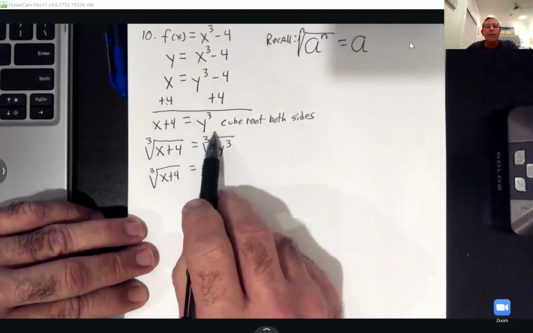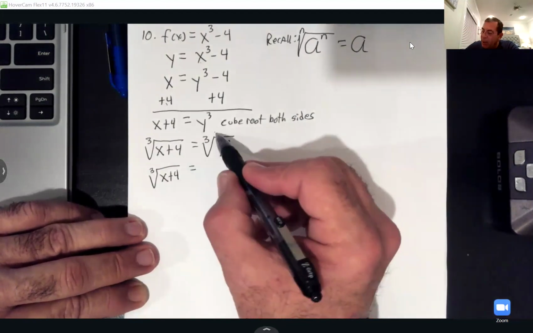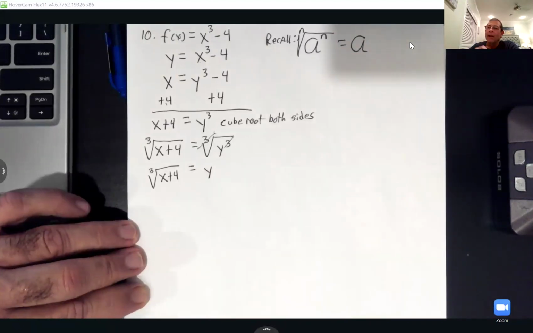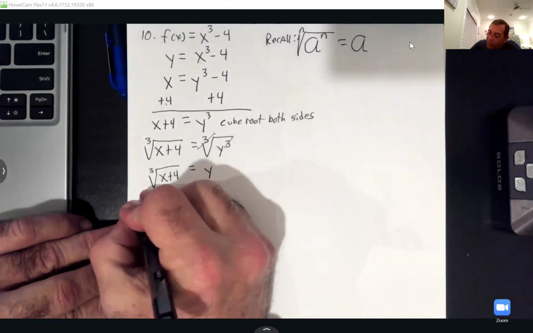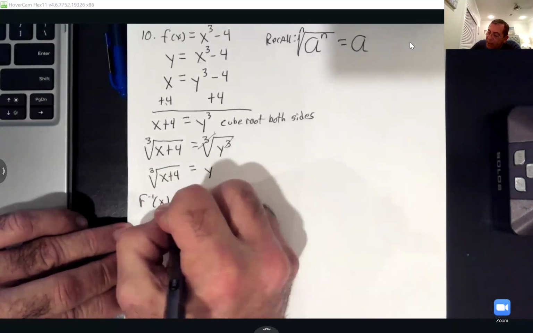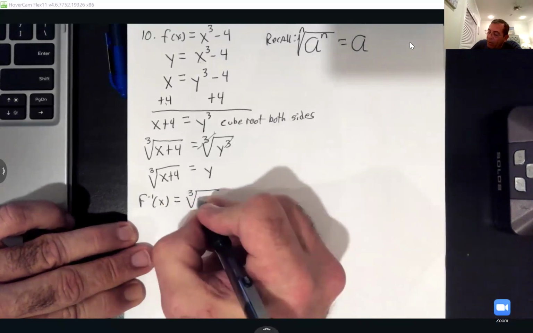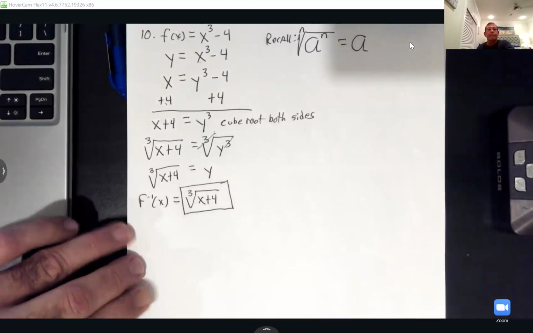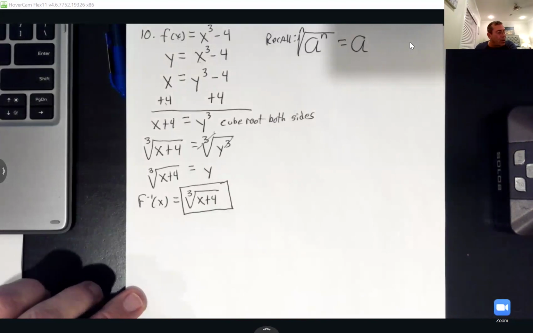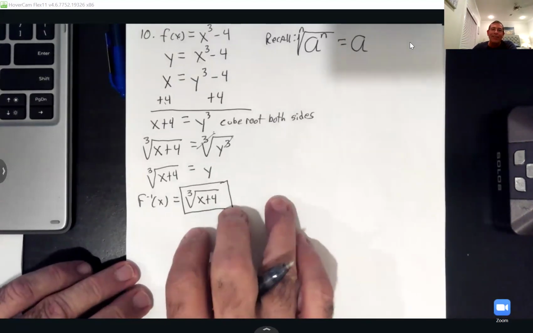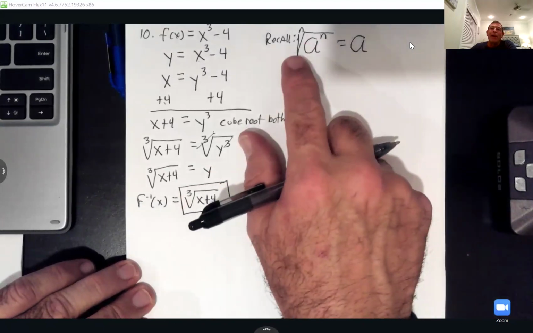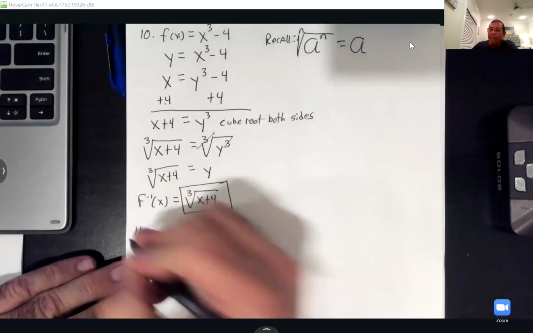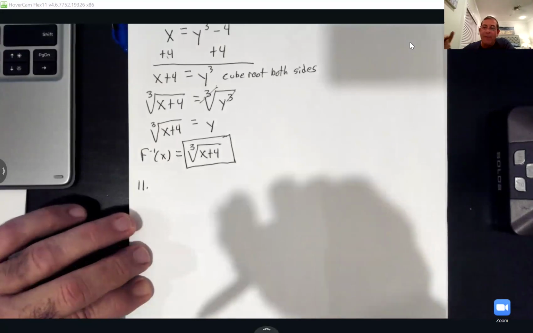Well, y'all look here. This cube root cancels with that exponent, leaving me a y. Now remember my last step, replace the y with f inverse of x, and then that'll equal a cube root of x plus 4. Okay, so y'all, that's the trick on this, okay? Remembering that radicals undo exponents, exponents undo radicals. Did y'all have any questions on this one?